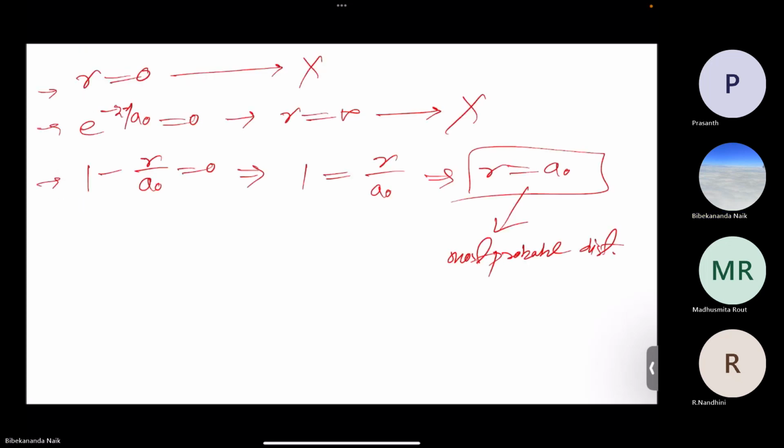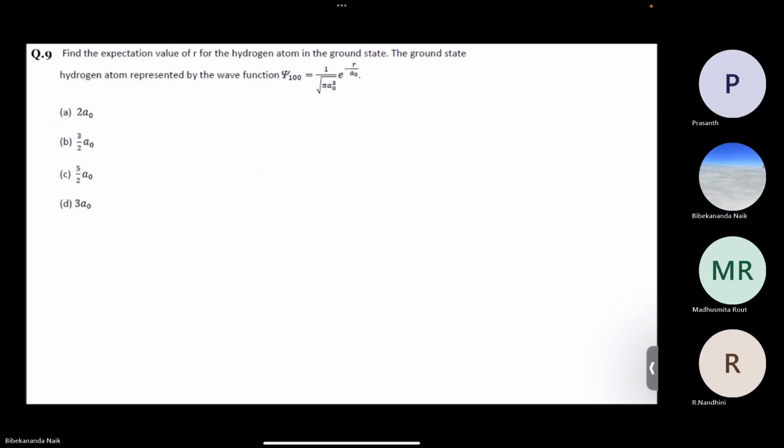The next question says, find the expectation value of r for the hydrogen atom in the ground state. The ground state hydrogen atom is represented by the wave function psi 100 equal to 1 by root pi a0 cubed, exponential minus r by a0. So this question is pretty much similar to the questions we had solved in the initial part of the session. In there, it was given what is the expectation value or average value of x. So here the expectation value of r is asked and the wave function is given.